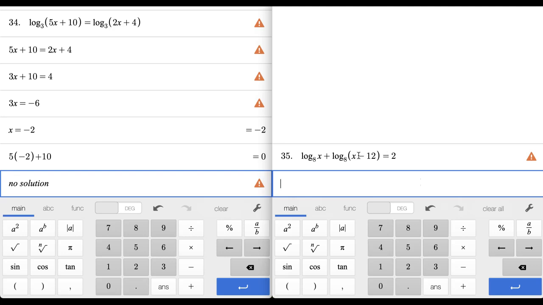All right, so we have two logs being added, the same base. We should be able to combine them into a single log. So the rule is you're adding logs to the same base. I'm going to multiply the insides. So x times x minus 12, that all still equals 2. Okay, we have a single log now, so we can convert from log form to exponential. So follow your around the world order. 8 to the power of 2 should be equal to x times x minus 12.